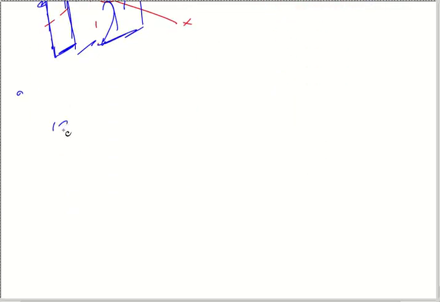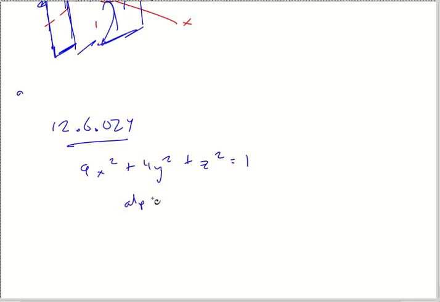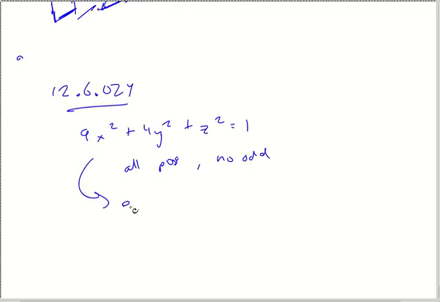I've got 12.6.024. And so I got 9x squared plus 4y squared plus z squared is equal to 1. And I'm going to ask you, who's the odd man out this time? Do you see him? There is none. Squared, squared, squared, all positive. All positive. No odd man out. So this is an ellipsoid.